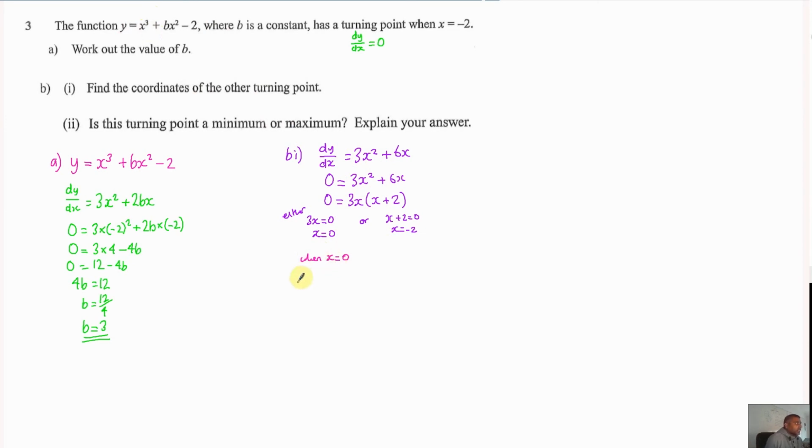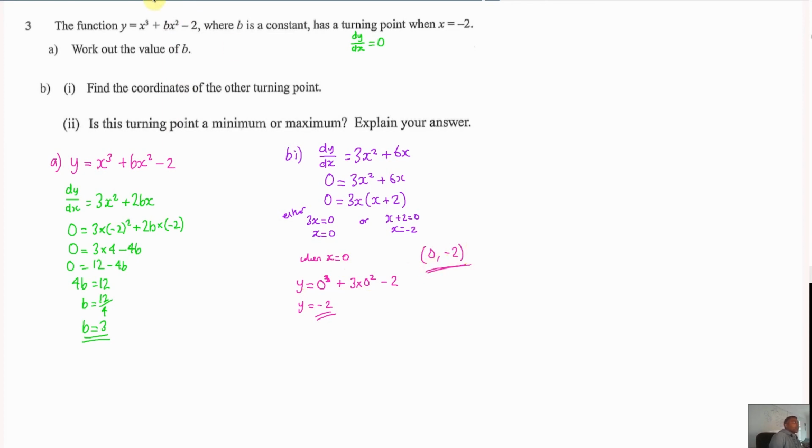So when x is 0, y equals 0 cubed plus bx squared. So remembering here that b is 3, so plus 3 times 0 squared, which is still 0, minus 2. So then y equals minus 2. So the coordinates of the other turning point will be (0, minus 2).